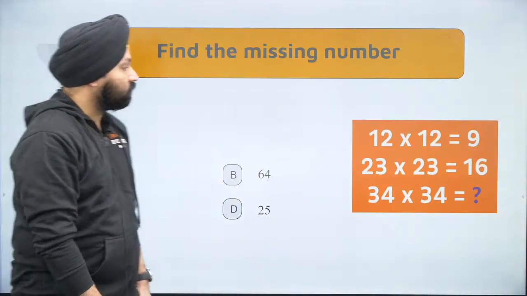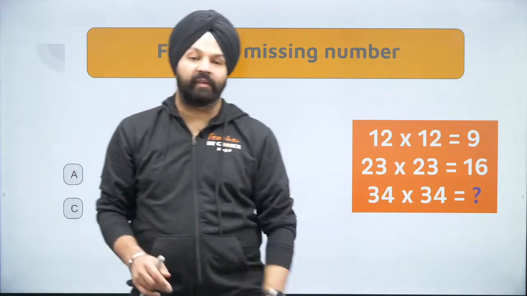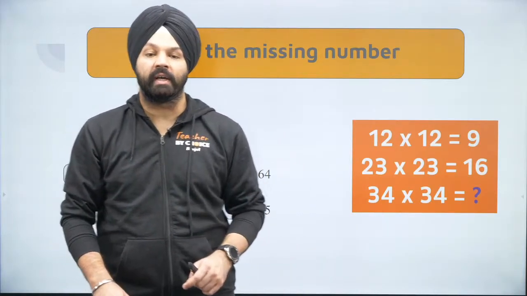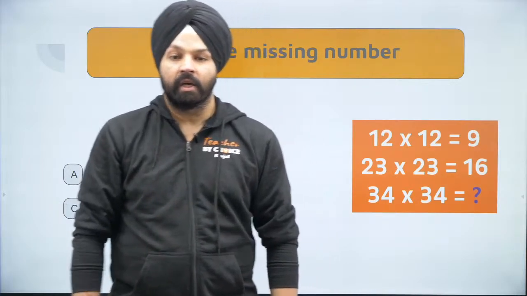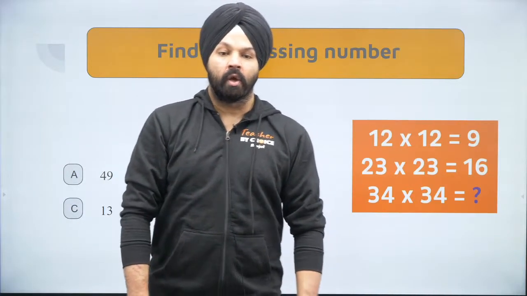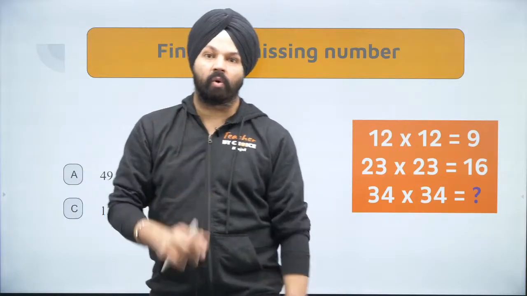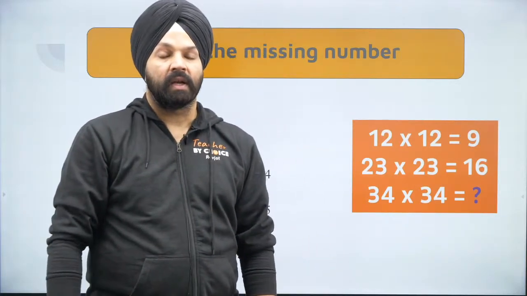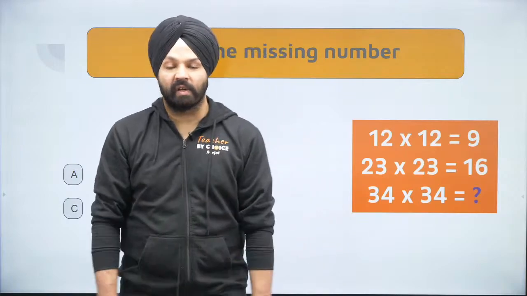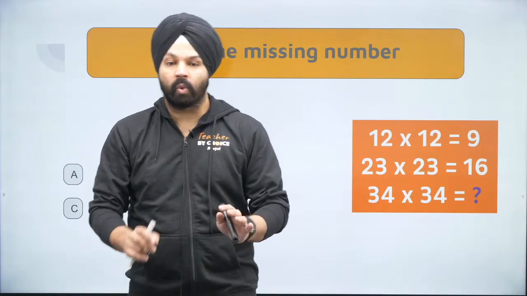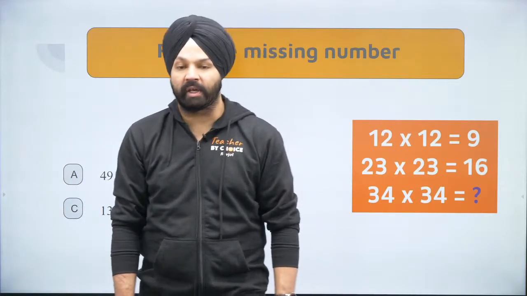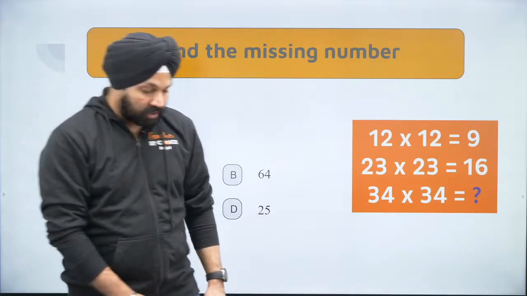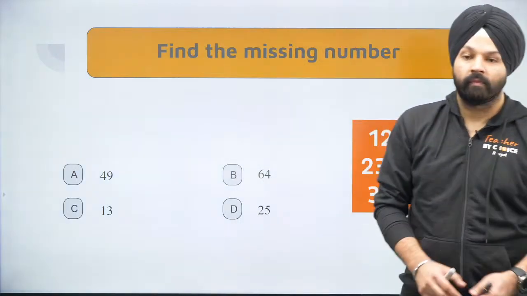Okay, now the next question is from number puzzle. It's your favorite, I know that, right? Options are also there. So the question says if 12 into 12 is 9, 23 into 23 is 16, what will 34 into 34 be? That is the question. I repeat, if 12 into 12 is 9, 23 into 23 is 16, what will be 34 into 34? Quickly. Options are also there. Let me show you the options.